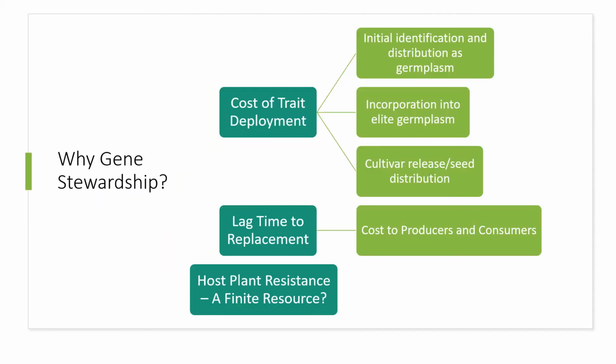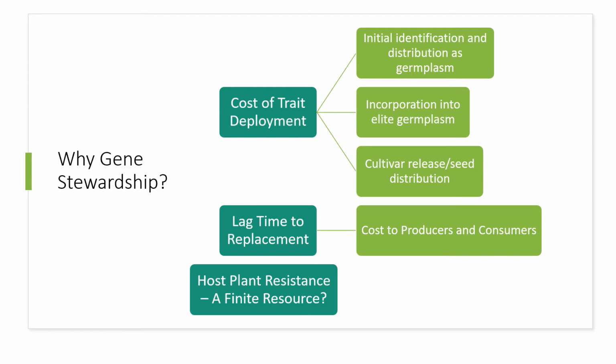Everyone watching this presentation likely has their own story of the path to failure of once mighty host plant resistance genes. But rather than review the litany of disasters, I will focus on a path to disaster prevention through stewardship. The broad considerations for gene stewardship are that there's a cost to trait deployment, generally a 2-phase process from trait identification and germplasm distribution, followed by incorporation into elite germplasm, and the cost of ramp-up through seed distribution systems.